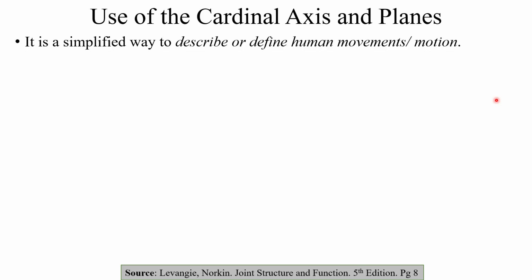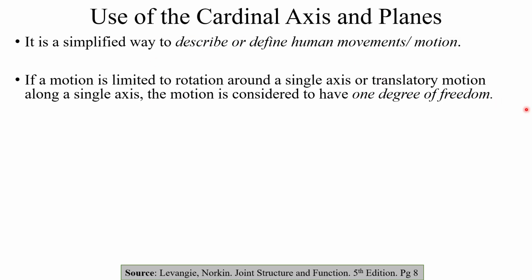Let us now look at the uses of cardinal axis and planes. So first and foremost, it is used to describe and define human motion. Now if I specifically say that a particular movement is occurring, say 90 degrees in the sagittal plane and coronal axis, I clearly understand, or everyone understands, that I am talking about flexion, because the movement that occurs in the sagittal plane and coronal axis is flexion. So it's kind of like a unified language.